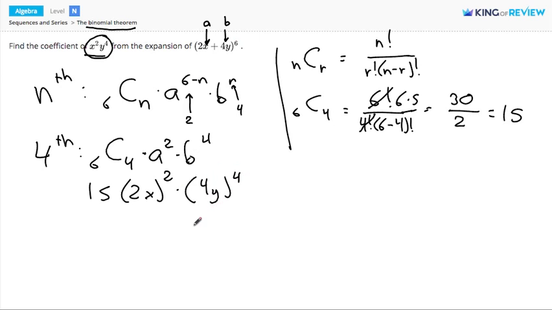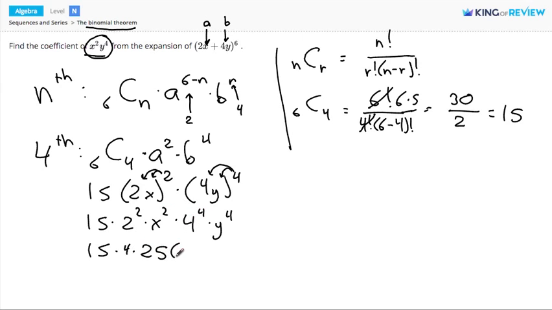Alright, let's see, we have to do some expanding again. We have to distribute the 2 to the 2 and the x, and the 4 to the 4 and the y. So this will be 15 times 2 squared times x squared times 4 to the fourth times y to the fourth. Well, let's see, 15 times 2 squared is 4. I'm going to bring 4 to the fourth to the front to go in front of the variables. 4 to the fourth, 4 times 4 times 4 times 4 is 256. And then we have x squared times y to the fourth.